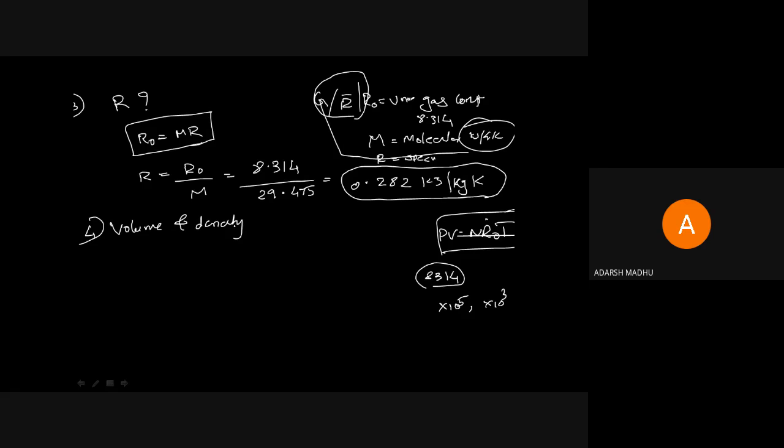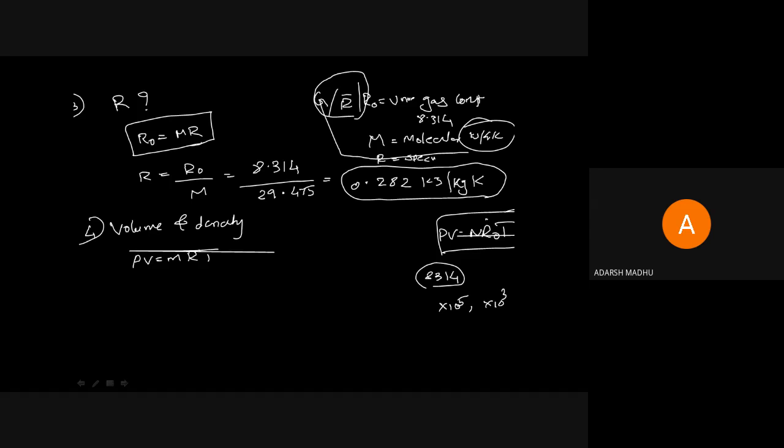Volume means total volume of the mixture. Density means total density of the mixture. If we know the individual densities, we can calculate the total density by just adding rho 1 plus rho 2. Here we don't know the individual density or individual volume in our section. So to find the volume, we only have the equation PV equal to mRT or PV equal to nRT.